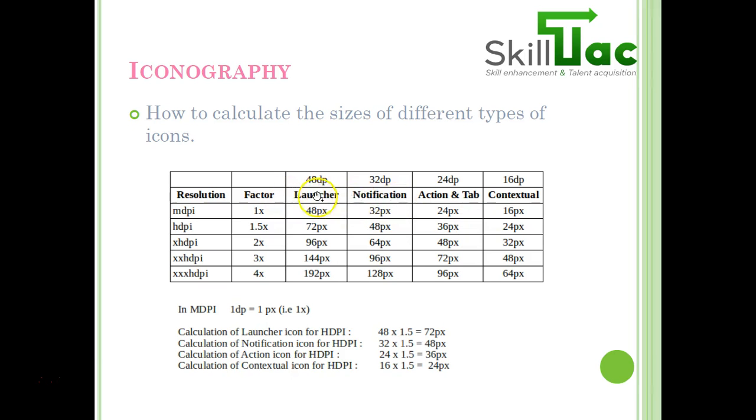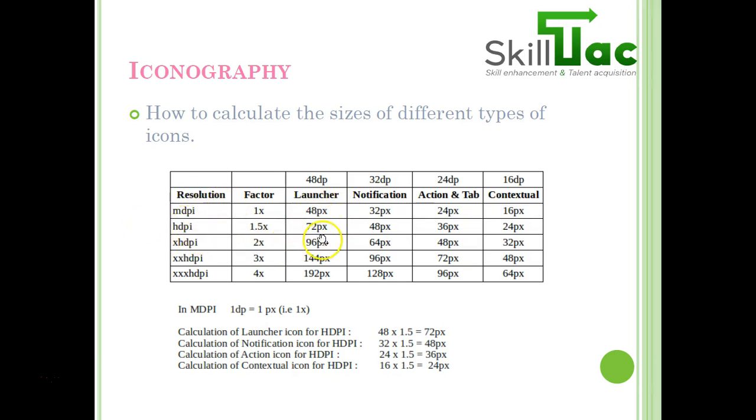So here we can see the different types of icons that are out there. One is the launcher icon, then the notification icon, then action and tab icons, and then contextual icons. The launcher icon is basically the icon which you click on your phone screen to launch your app. So that is the launcher icon in Android. The size for that launcher icon according to the resolution is given here. So for MDPI resolution we need 48 pixels.